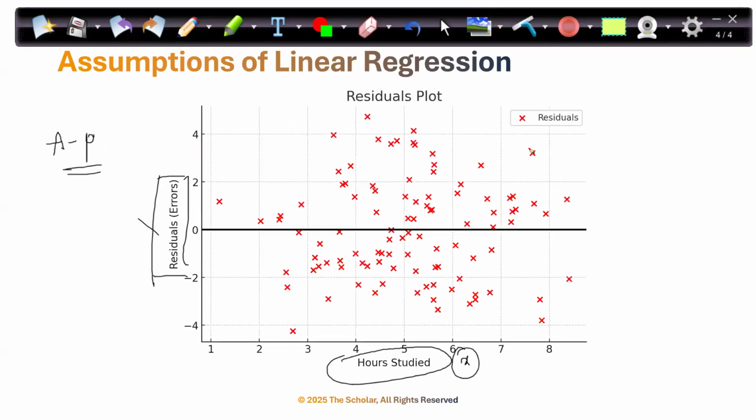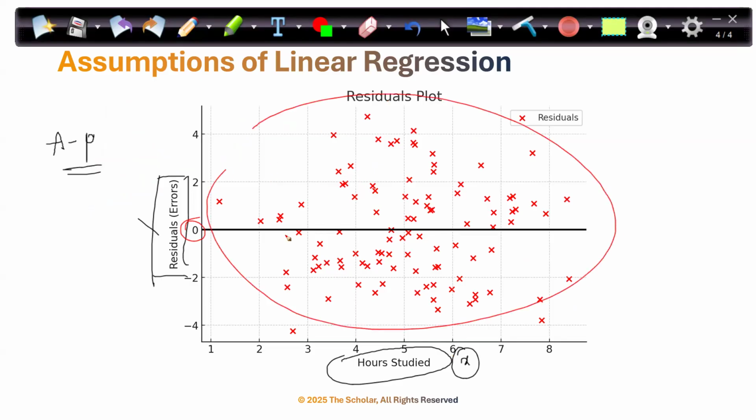And that is what you can see in this plot as well. Your errors are well scattered around zero. This is my zero line. Okay. That is one scenario. This is a good chart.